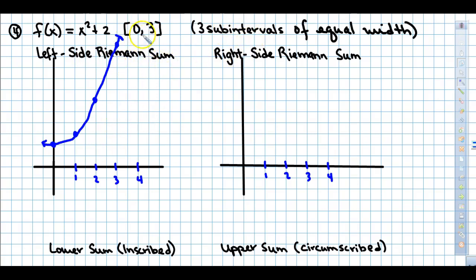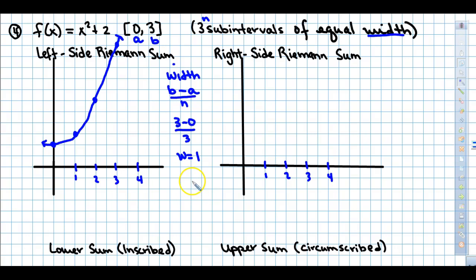Okay, well, this is the first point A, the left endpoint of my interval. This is the right endpoint, B. What we do to figure out what our width is going to be is we're going to do B minus A, and we're going to divide by n, where n is the number of our sub-intervals. So we're going to do 3 minus 0 and divide that by 3, and I know that my width for each rectangle is going to be a 1.